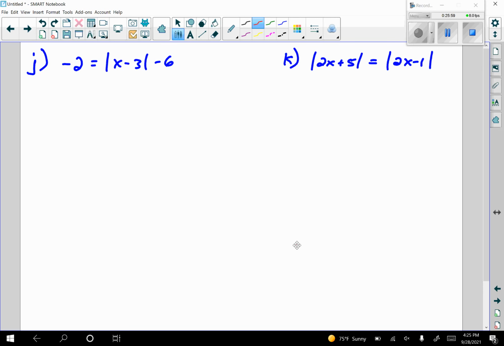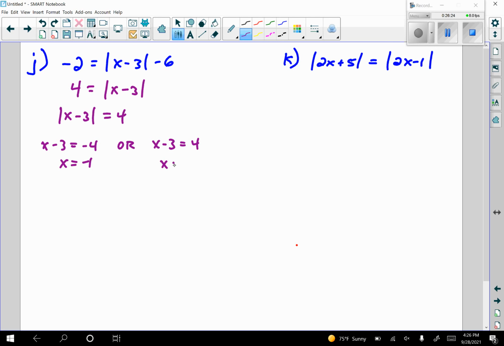All right, and two more. These are absolute value equations. So in this first one, I want to go ahead and add 6 to both sides. So now this will give me a 4. And we're used to seeing this the other way, so we could just flip this around. Absolute value of x minus 3 equals 4. That's not a special case, so we separate this. x minus 3 equals negative 4, or x minus 3 equals 4. Add 3, so we'll get x equals negative 1, or x equals 7. And those do both satisfy the equation.